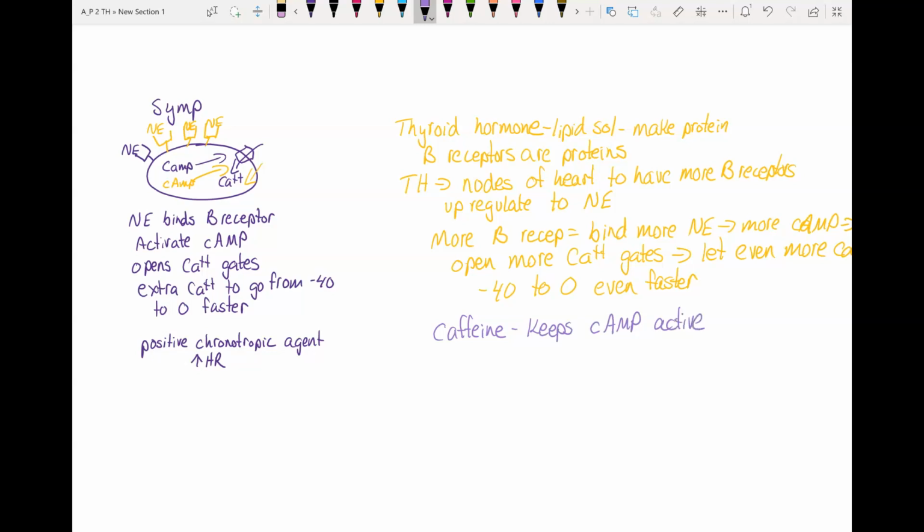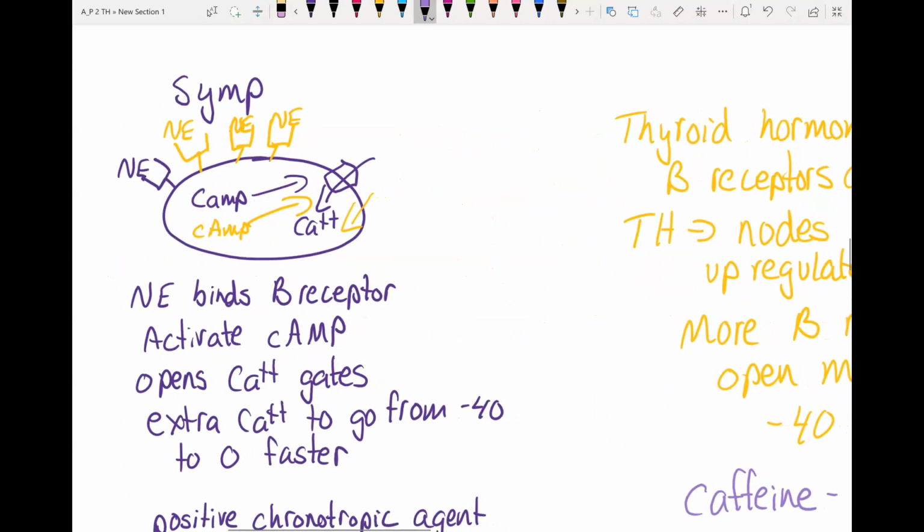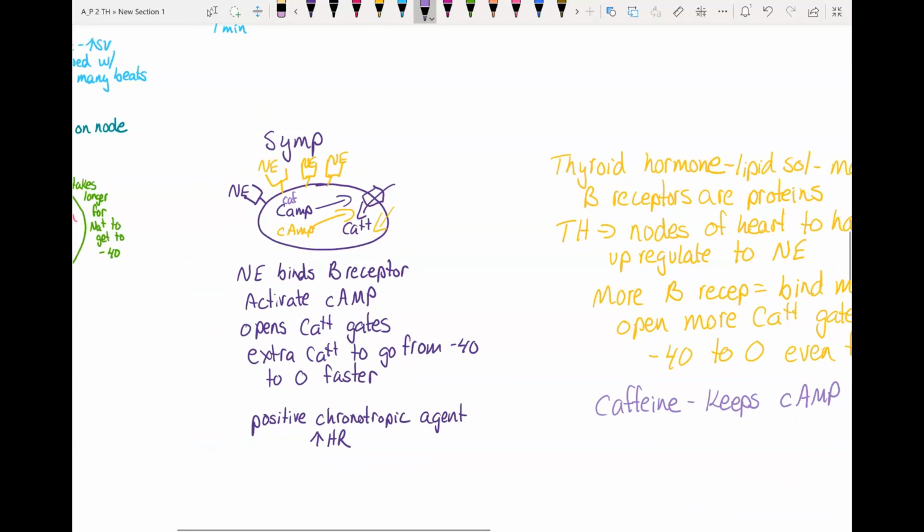The way caffeine works is it keeps the cAMP active. So in a normal situation, norepinephrine binds the beta receptor, you get cAMP, cAMP opens the calcium gate, and extra calcium comes in. And then that's it, you're done until the next time norepinephrine binds. Well, if you have caffeine in here, the caffeine tells the cAMP, hey, keep opening calcium gates, don't stop. So if you have caffeine, norepinephrine binds the beta receptor, you activate the cAMP, and then caffeine makes it stay active. So then it keeps letting extra calcium in.